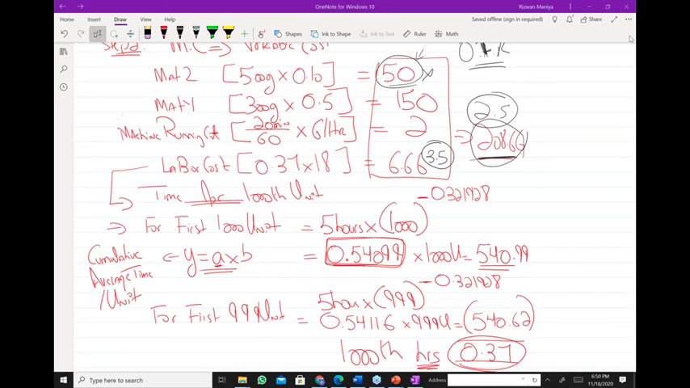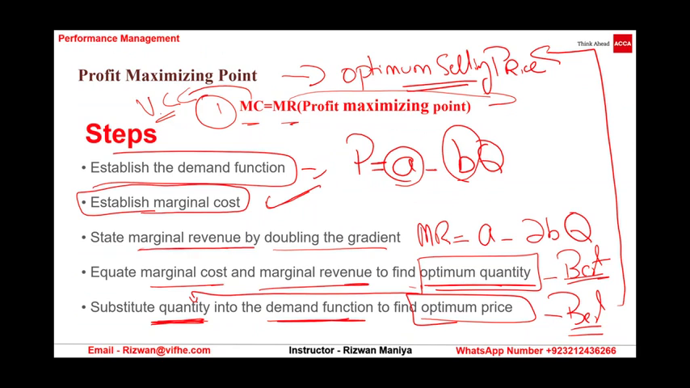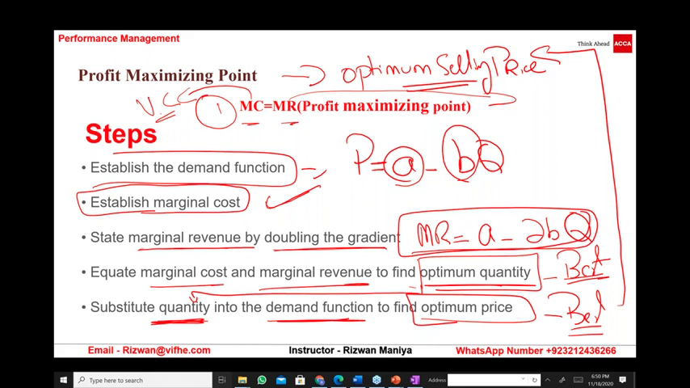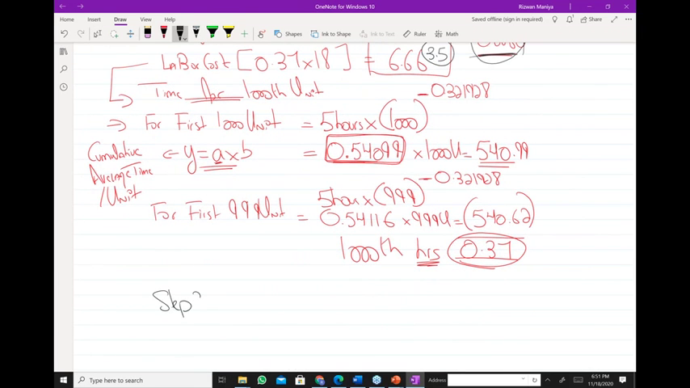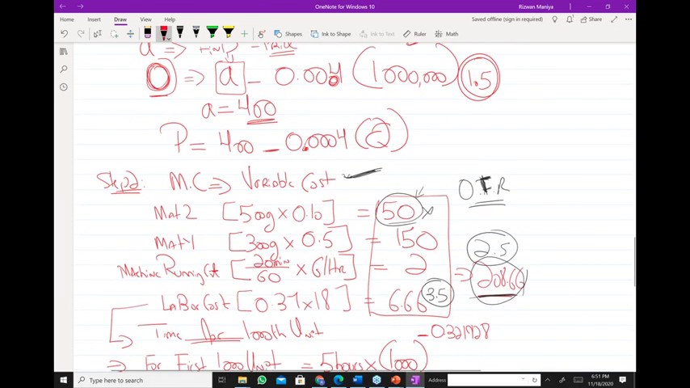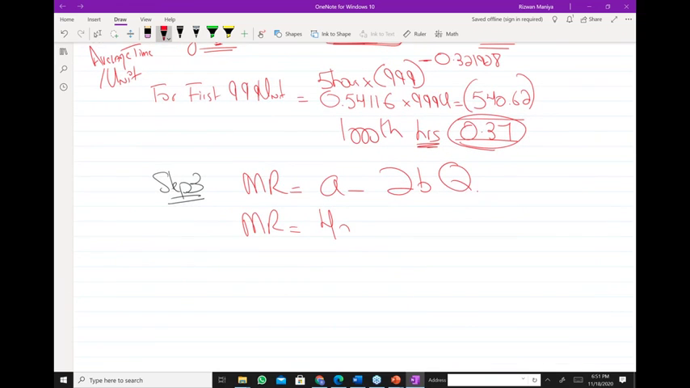Okay, so we are done with the first two steps. Let's go to the notes and see what next is. State marginal revenue by doubling the gradient. Okay, so we now need to write the marginal revenue equation. I'm just using step-by-step technique here. MR is equal to A minus 2BQ. So if I use the demand function, this one, so let's write here, MR is equal to 400 minus 2BQ. So I will double the gradient, right?